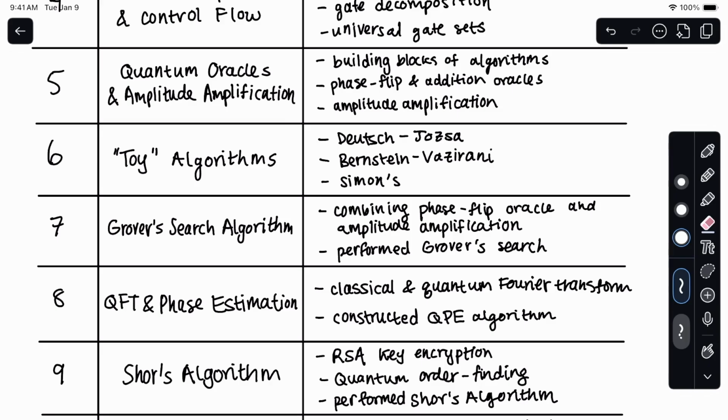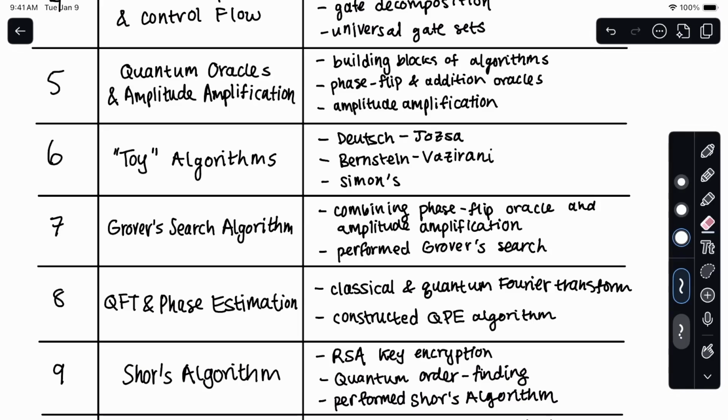In episode 6, we covered toy algorithms. We learned three ones. The Deutsch-Jozsa algorithm, where we're trying to determine if a function f is constant or balanced. For Bernstein-Vazirani, we have some hidden string s that we're trying to find. And we are only given the function x·s mod 2. And then you have to figure out what s is.